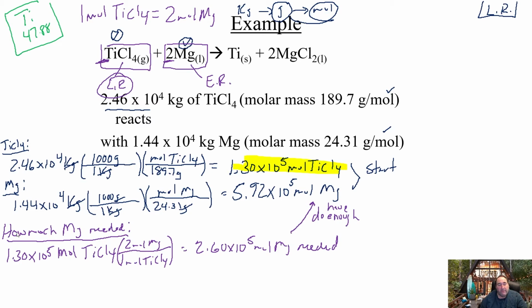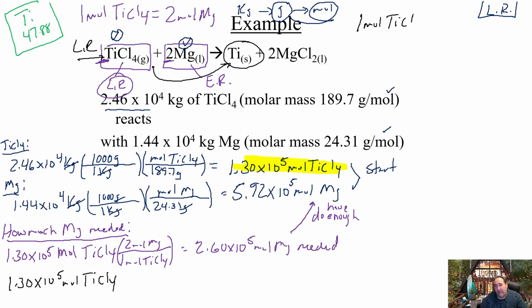And we want to make sure that we use the starting amount to figure out how much product we're going to make. So to figure out how much product, we're going to go back to our starting amount of our limiting reagent. We're now going to do the mole-to-mole relationship between our limiting reagent and the product, which are these two right here. And we could see that for every 1 mole of TiCl4, we get 1 mole of Ti. So here we will do our mole-to-mole relationship. 1 mole of TiCl4 gives us 1 mole of Ti.